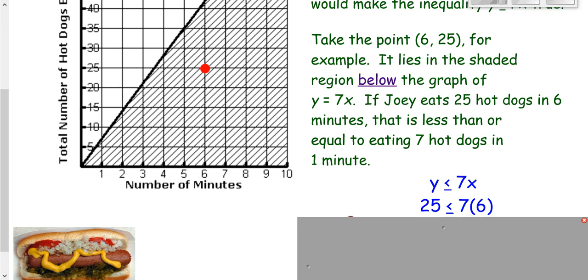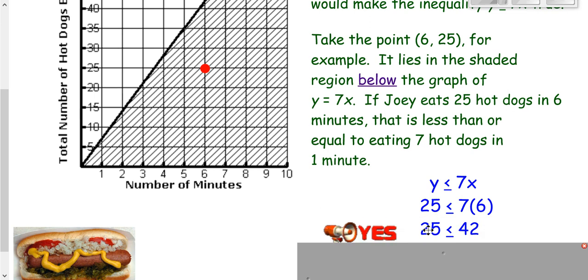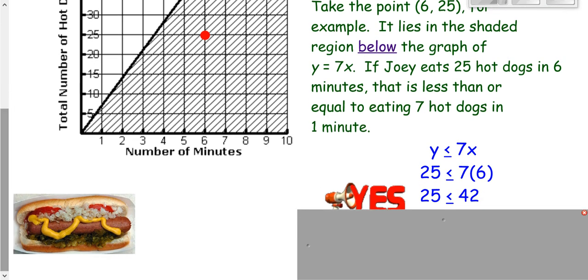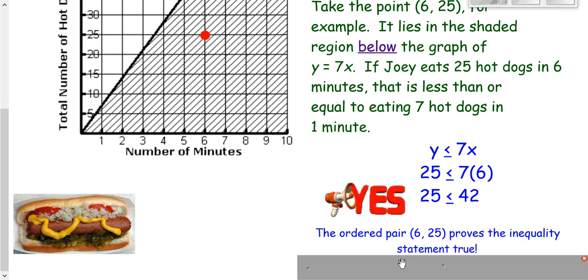So let's look. y is less than or equal to 7x, and if we take our value of 6 minutes and 25 hot dogs and plug that into our inequality, I get 25 is less than or equal to 42. Well, that's true. So this proves the ordered pair (6, 25) makes the inequality statement true. So this point would satisfy this inequality.